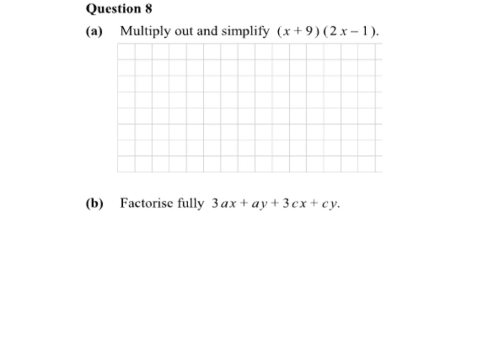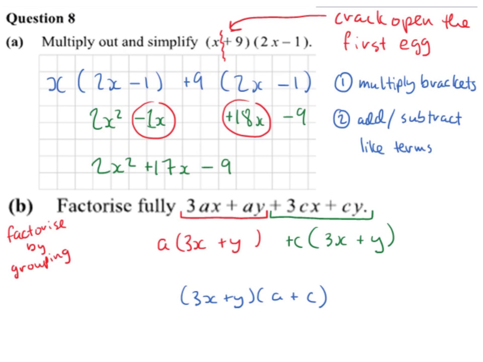Question 8, Part A. Multiply out and simplify x plus 9 times 2x minus 1. Part B. Factorize fully 3ax plus ay plus 3cx plus cy. So what we're going to do is notice that we have 2 eggs, and we're going to crack open the first egg. So we're going to put our crack in between the x and the plus 9. We're going to bring the x down here in front and stick it onto the second egg, which we did not crack open.